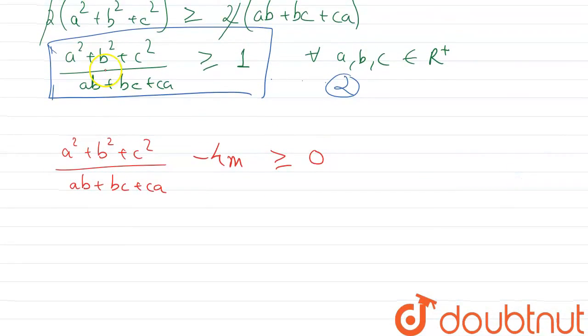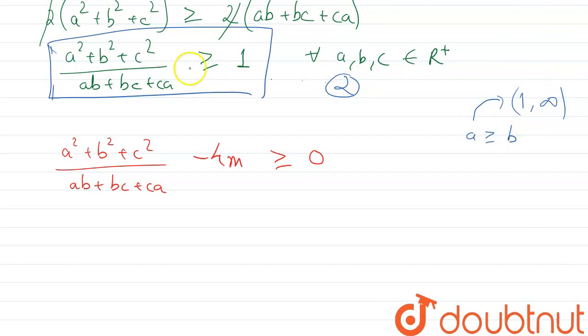So we know that in this inequality, the minimum value of this term will be 1, right? So in this equation we will put the minimum value of this term. Why? Let me explain. Suppose a is greater than or equal to b, and suppose a varies from 1 to infinity. So you know that this is greater than or equal to 1. That means this value can be from 1 to infinity, right? So when will this inequality hold? For which value of b should this inequality hold?